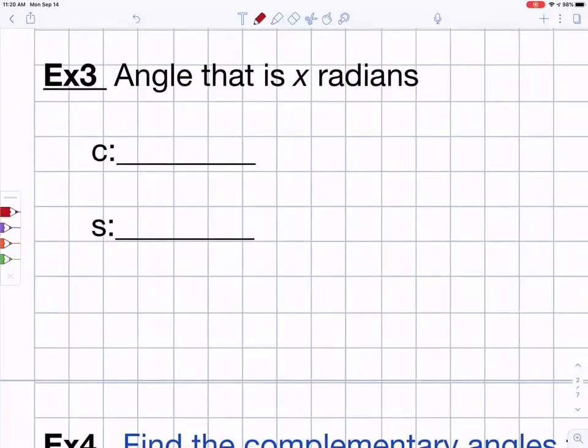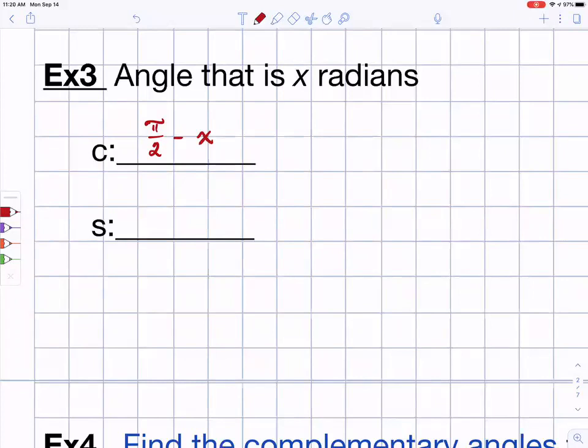So what about if we have an angle that measures x radians? So you need to think about the math that you did for example 2. How do I get the complement? Can you say it again? A little louder this time? Pi over 2 what? Yep, pi over 2 minus x.